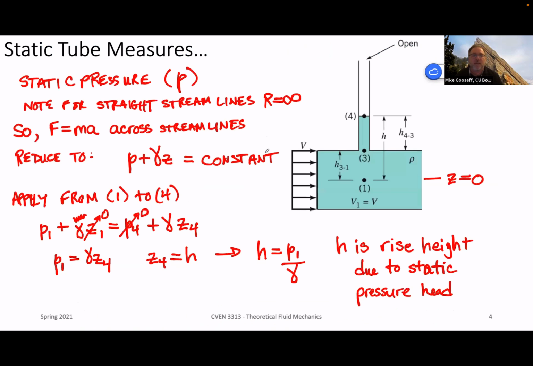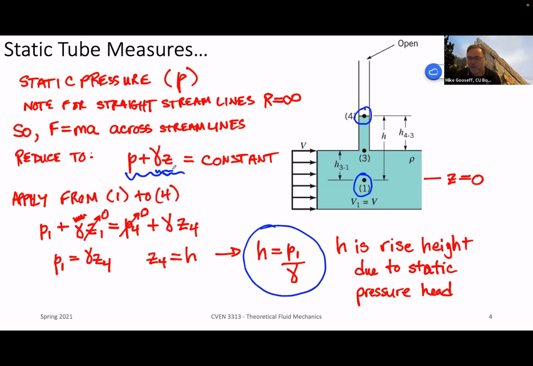So just a reminder then, when we apply a static tube measurement, if we look at applying the Bernoulli equation from location number 1 to location number 4, then essentially this reduces to P plus gamma times Z. That's going to be some constant, and what that ends up really coming down to is H is equal to P over gamma, the height of rise inside of that tube. Okay, and if we assume that Z is equal to 0 here, then this second term in that equation goes away. But in any event, the height of rise inside that tube is directly proportional to the pressure energy at this location.